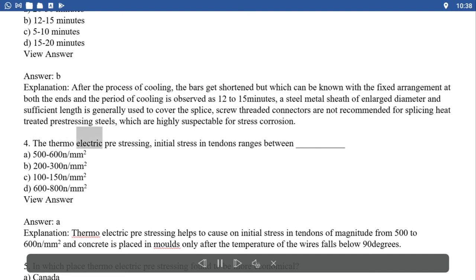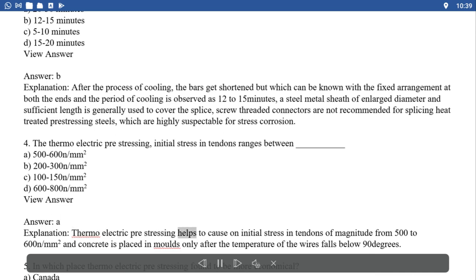4. In thermoelectric pre-stressing, initial stress in tendons ranges between A. 500-600 N/mm2, B. 200-300 N/mm2, C. 100-150 N/mm2, D. 600-800 N/mm2. Answer: A.